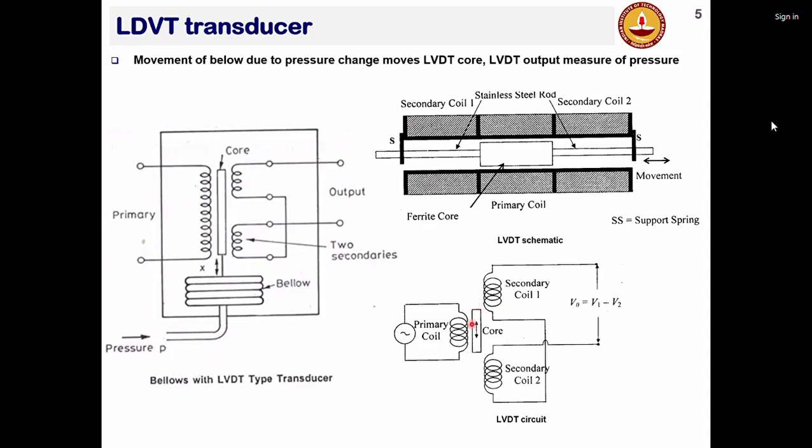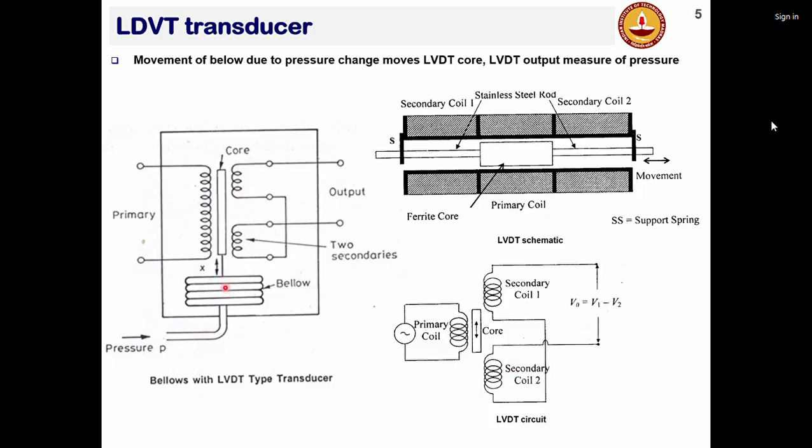Now when this metal core moves through the magnetic field, it cuts the magnetic field lines, and cutting of the magnetic field lines will induce current in the secondary coils that are located here. So initially the coils are arranged tail to tail and head to head, so that whatever current is induced here and here are equal. Basically the net voltage here will be zero.